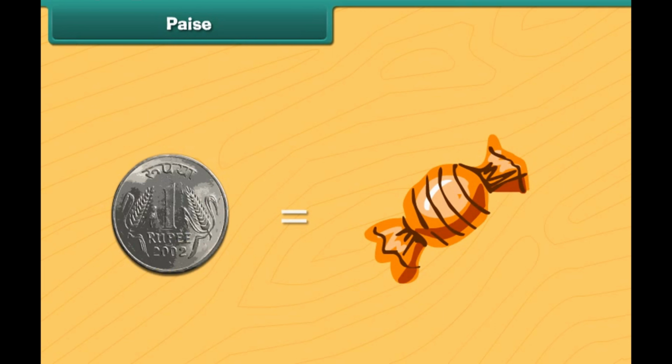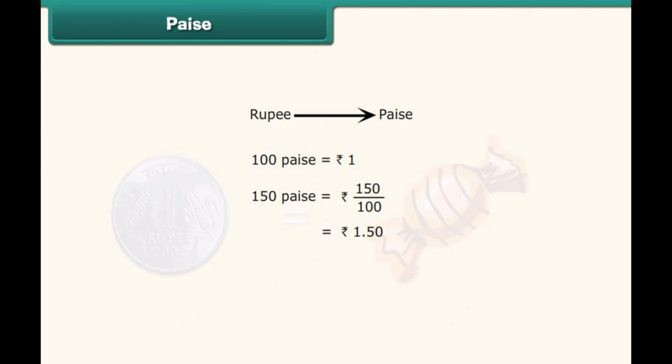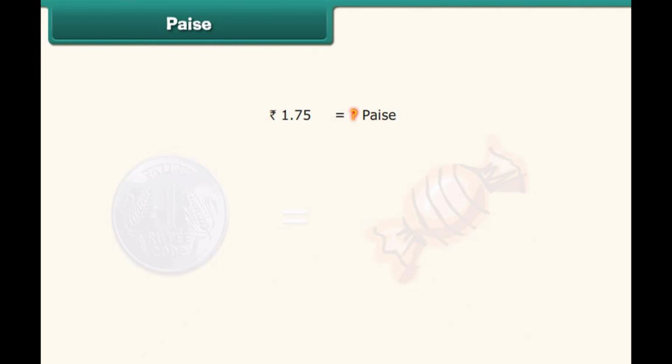Rahul purchased 1 toffee for 1 rupee. How will you convert this rupee into paise? 100 paise makes 1 rupee. Thus, 150 paise equals 150 upon 100 rupees. This makes 1.50 rupees. Thus, when we convert paise to rupees, we divide it by 100. How will you convert 1.75 rupees into paise? Multiplying 1.75 with 100, we get 175 paise.